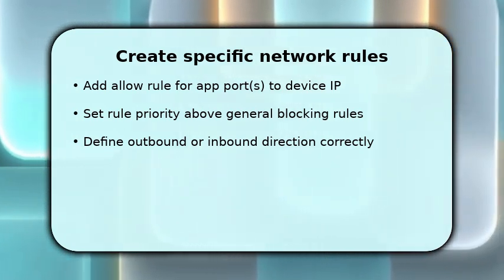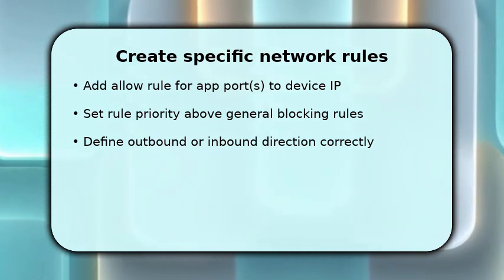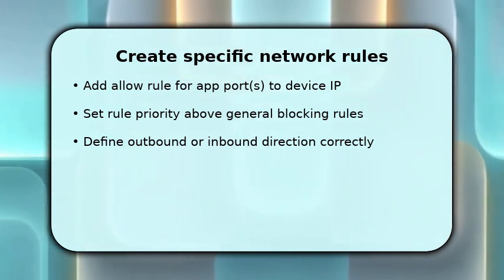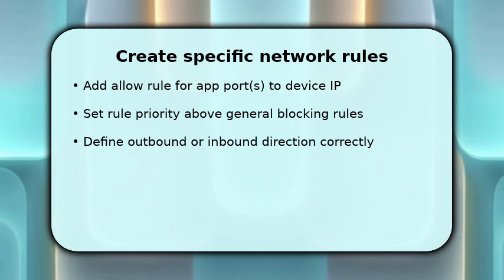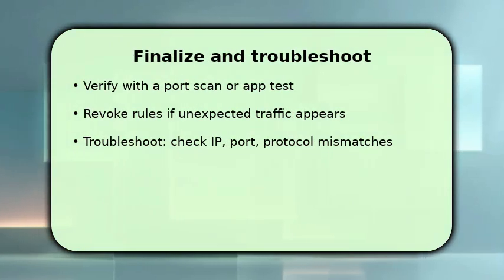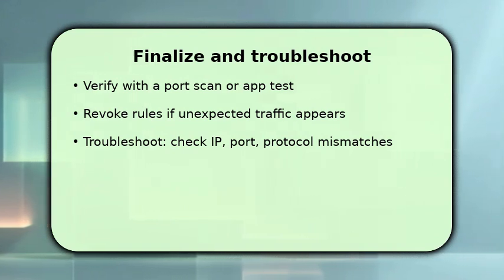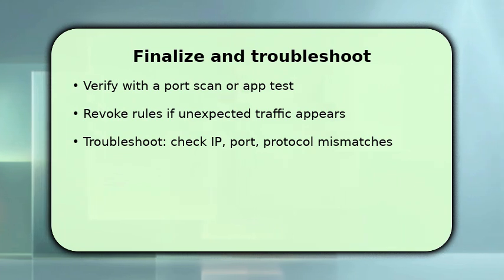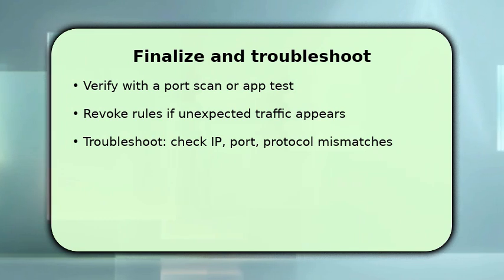Once these rules are in place, test connectivity from the device while watching logs to confirm only the app's ports are active. Finish by running a port scan or launching the app and observing the connection. You should see only the allowed ports responding. If anything else reaches the internet, immediately revoke or disable the broad rules and reapply the allow rule more precisely.